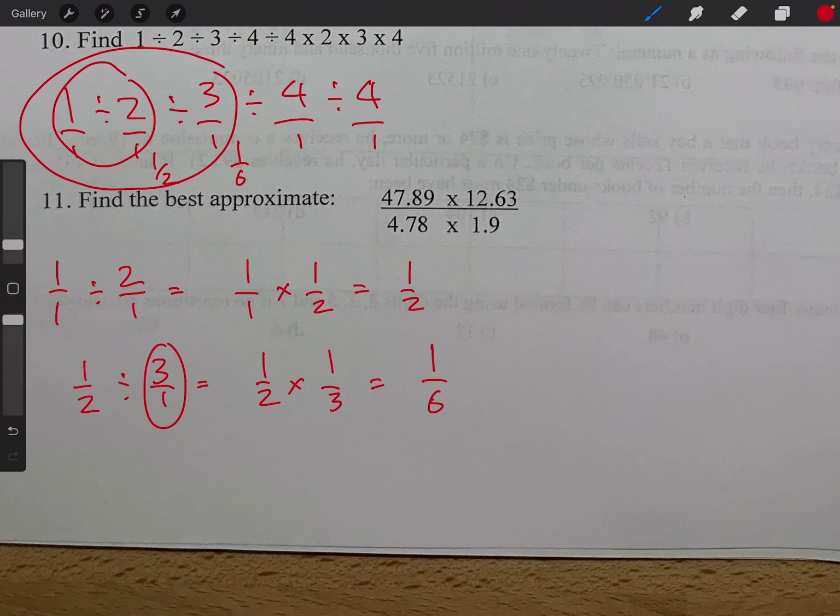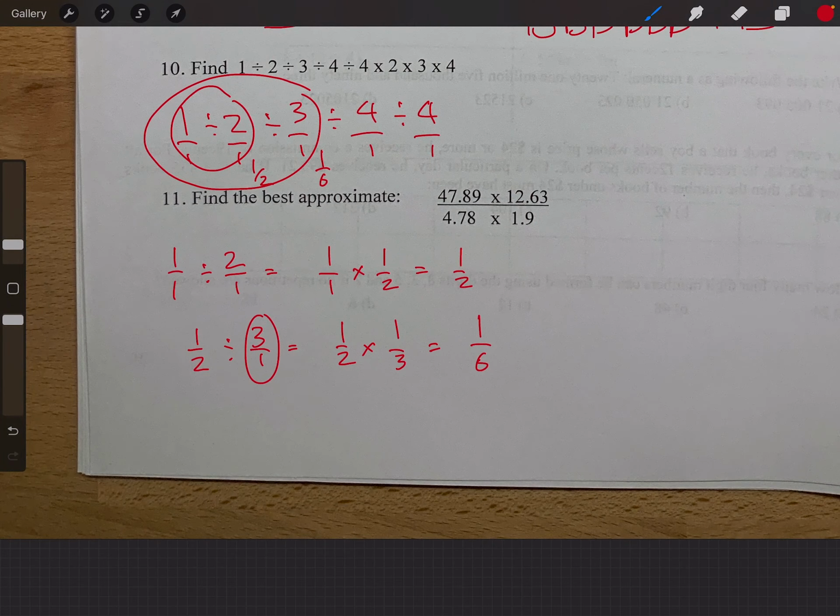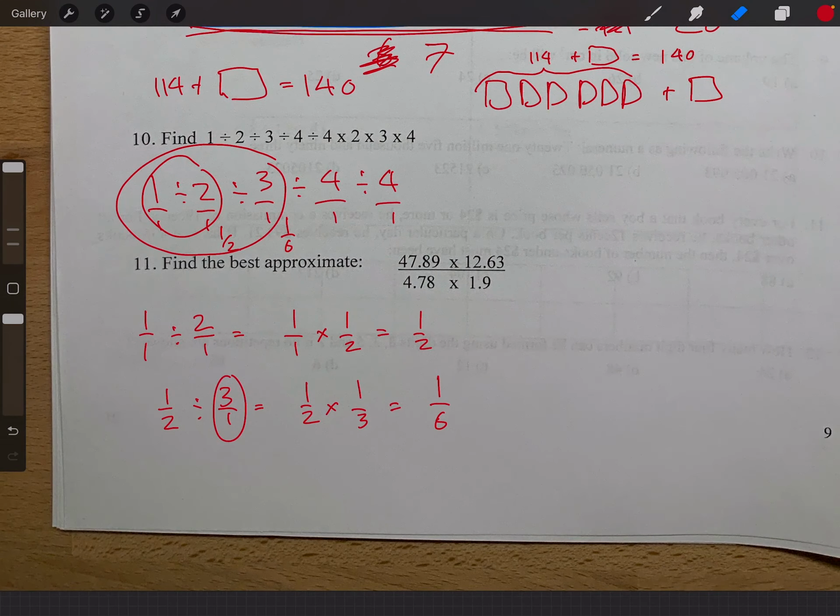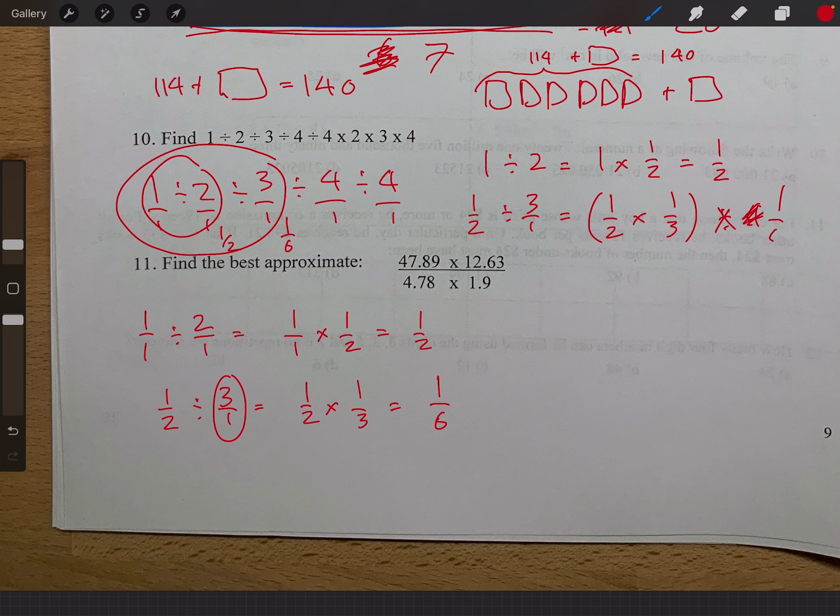Now you're dividing it by 4. Actually, basically, every time you divide, you're just multiplying by 1 over that number, right? So 1 divided by 2 just means 1 times a half, which equals a half. And then when you do a half divided by 3, all you're doing is multiplying a half times 1 on 3. And then when you divide it by 4, really it's multiplying by 1 on 4. So really you got 1 on 2 times 1 on 3 times 1 on 4.